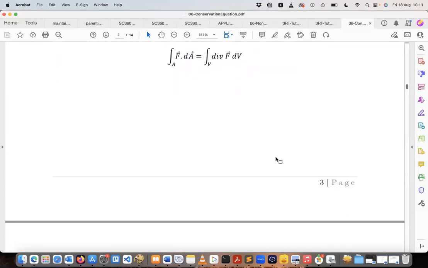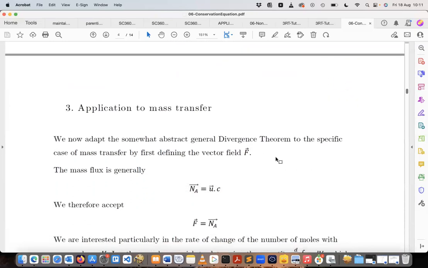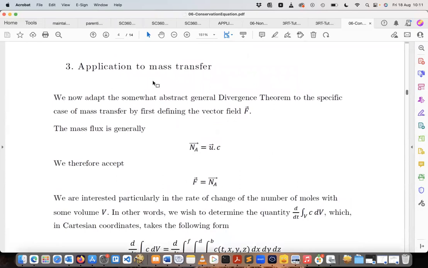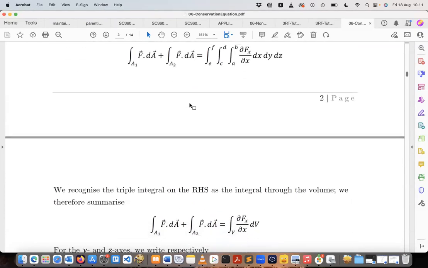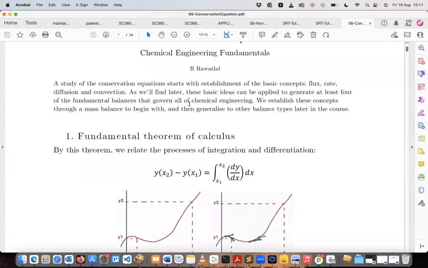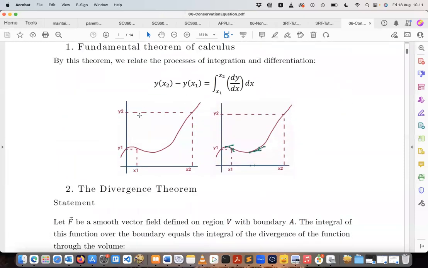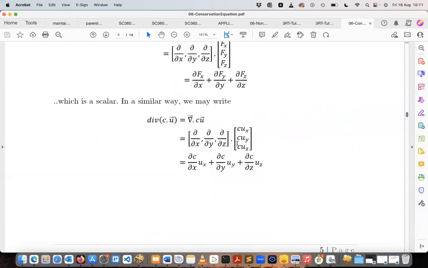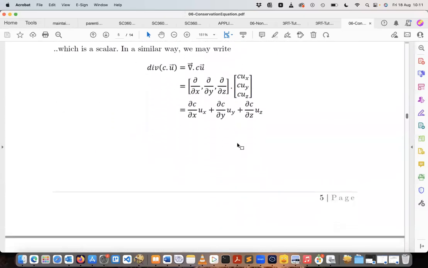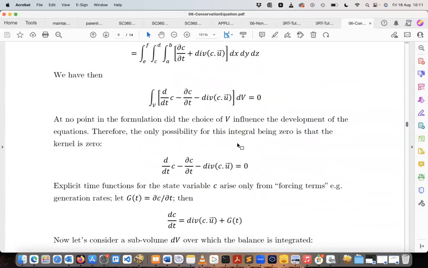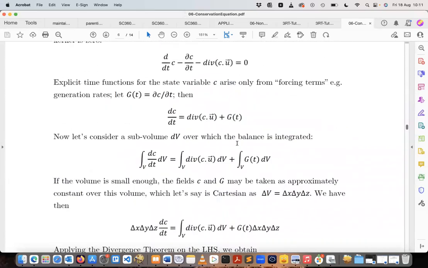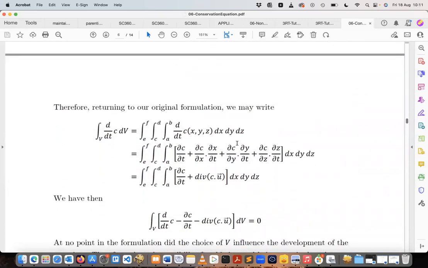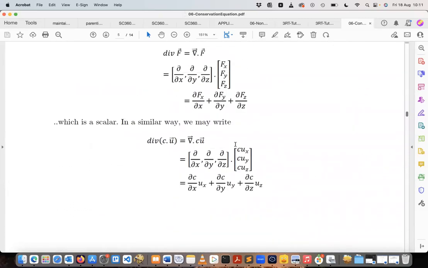Okay, so that's the divergence theorem. And now we want to apply this to our mass transfer, right? I acknowledge this is pretty abstract, but just go back to the fundamental theorem of calculus, look at what we're doing here, look for where it looks similar to that, and you're away, okay? We can talk about it more as much as you like. And of course, we'll be in person on Monday, so that'll be good.